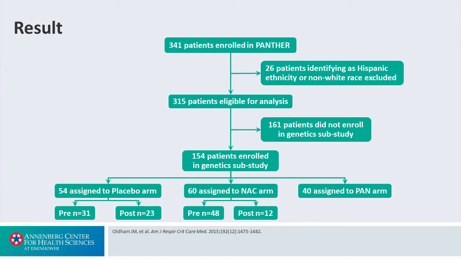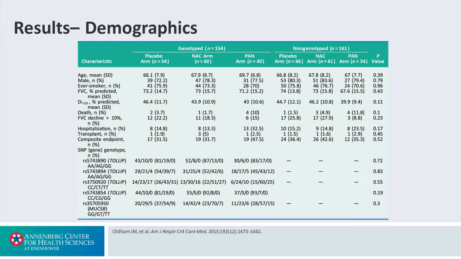Now, in the PANTHER data set, 341 patients were enrolled, 315 were eligible for the analysis, 154 enrolled in the genetic substudy, giving us 54 patients assigned to the placebo arm and 60 assigned to the NAC arm. While there were no differences in the pre and post, I am showing you on the demographics what this population looked like, and they were even across the board.